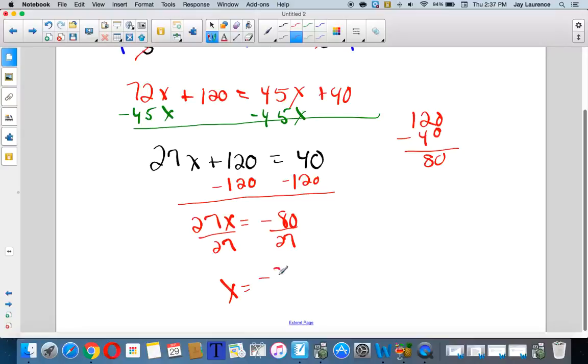X is going to equal negative 80/27ths. I don't believe that simplifies. I can go mixed number if I want. I think 3 is going to work, so it would be negative 3. Oh, no, it's not. It's going to be 1 too short. Okay, so it's going to be negative 2 and 26/27ths. There you go. All right, a couple more problems I want to do for you.